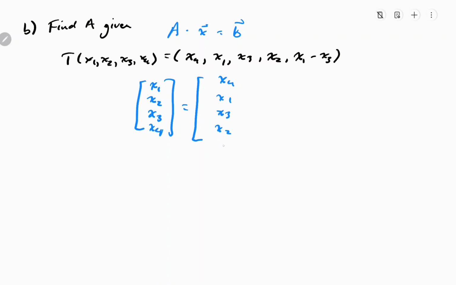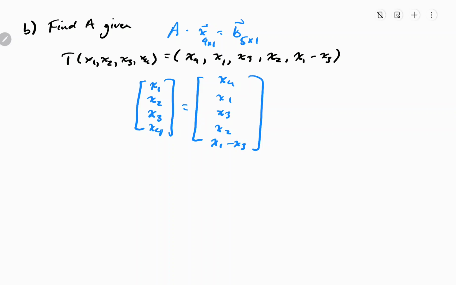And then, do I have too many items on the list? Okay. And then x1 minus x3. So now we can visualize it better. We see that we have 4 rows and 1 column in our variable matrix. So we have 4 by 1 there. Then we have a 5 by 1 here.